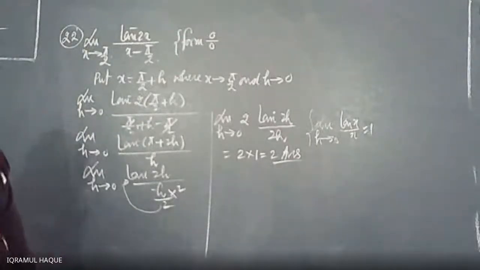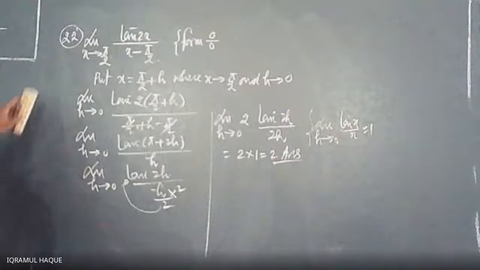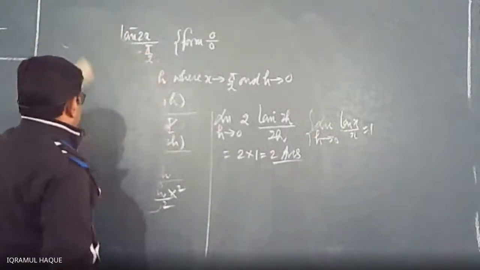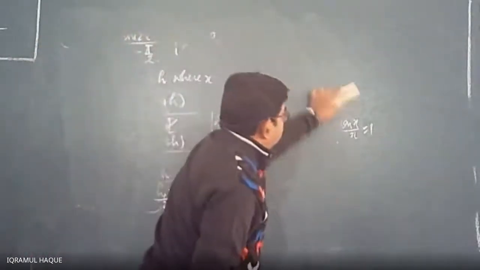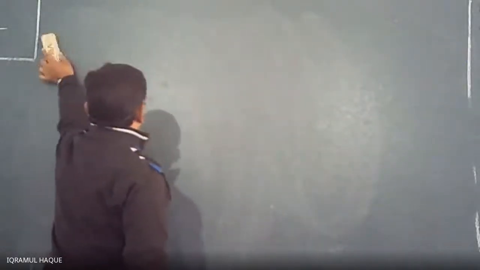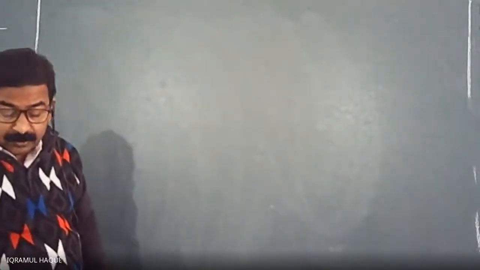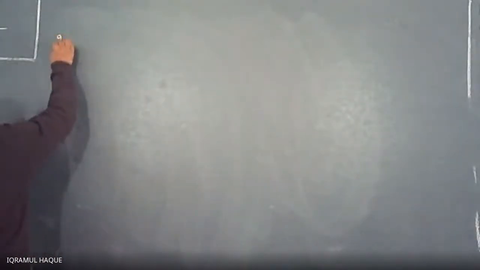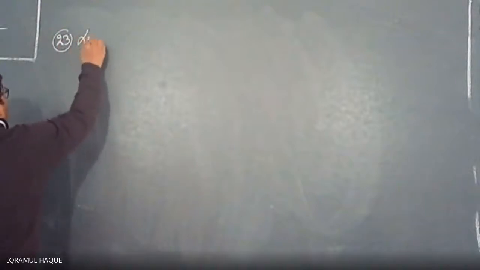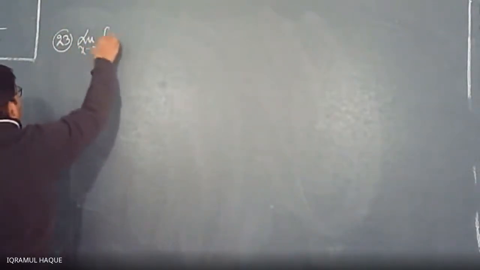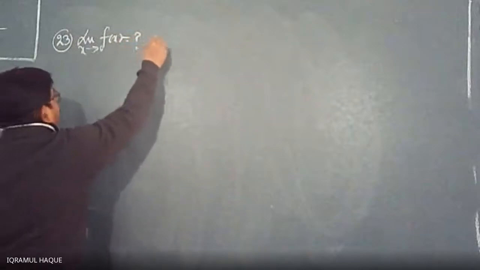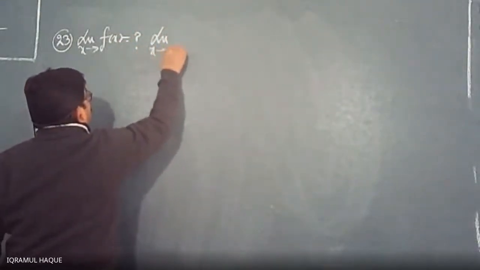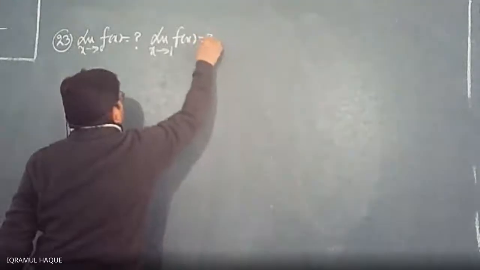All right. Let's see question number 23. Find the value of limit x tends to 0 f(x) and limit x tends to 1 f(x). Limit x tends to 0 f(x) is required. Limit x tends to 1 f(x) is required.